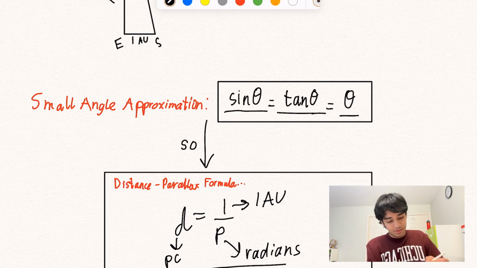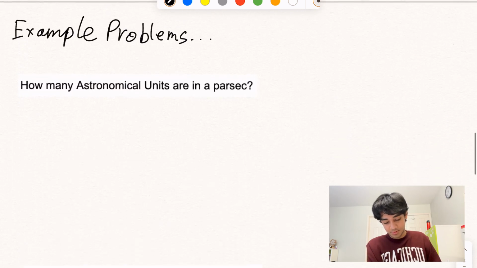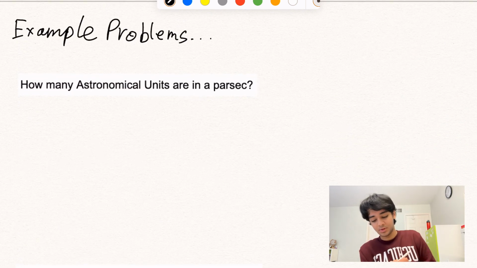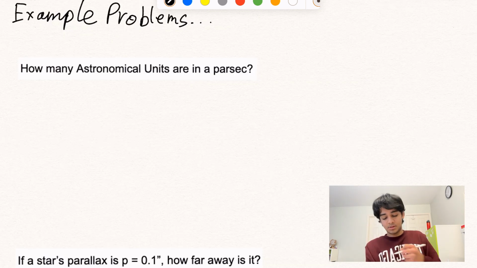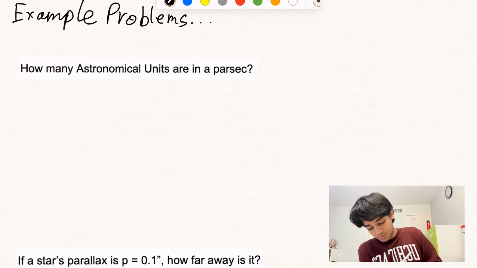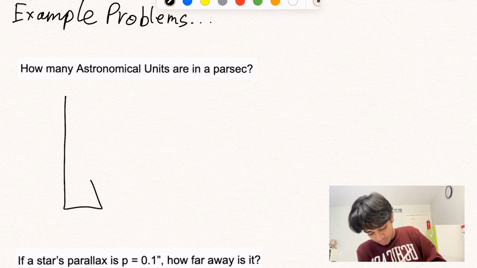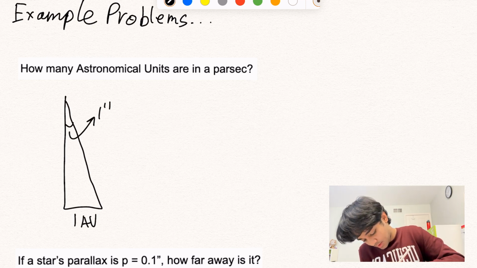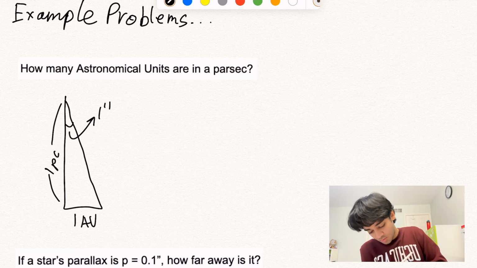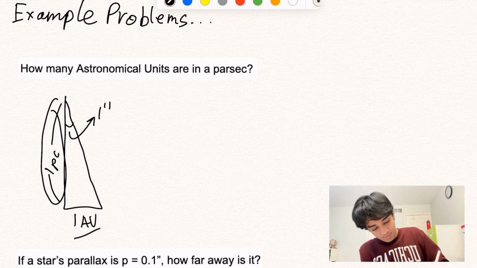This formula might be a little bit confusing with all the unit conversions, so let's go over some example problems. First, let's start with how many astronomical units are in a parsec? Okay, so let's try to remember our triangle that we drew. We had 1 AU over here. We had this angle to be 1 arcsecond, and over here we had 1 parsec. We're trying to find this in terms of AU.